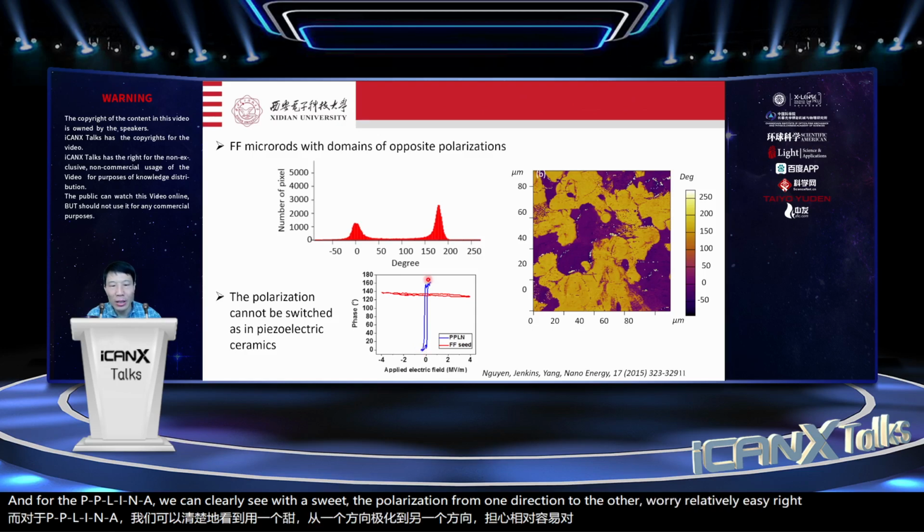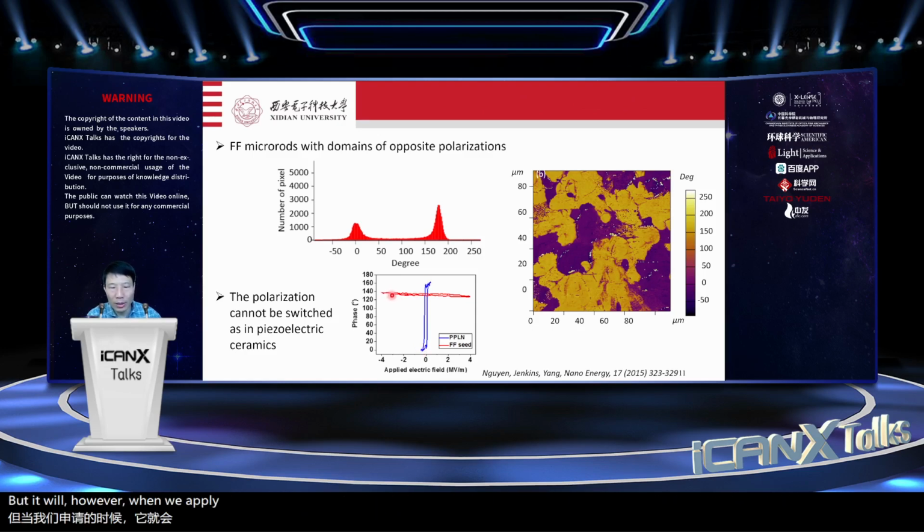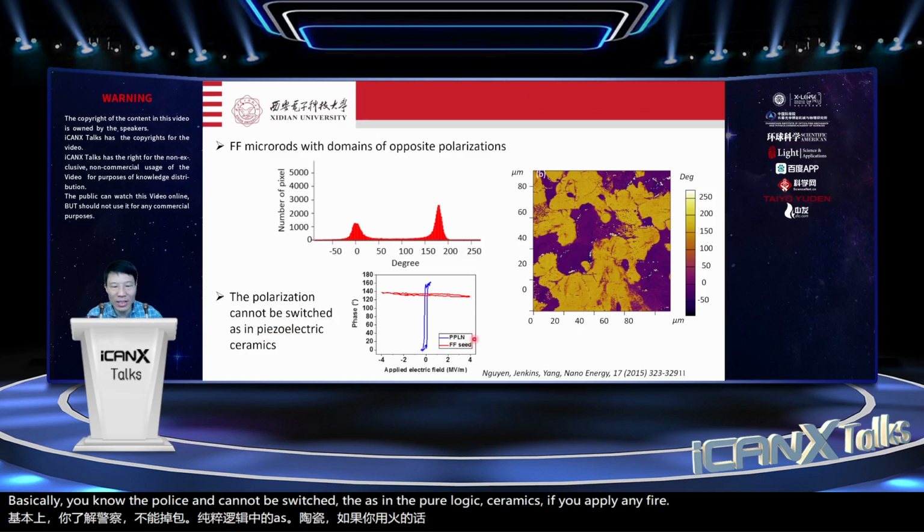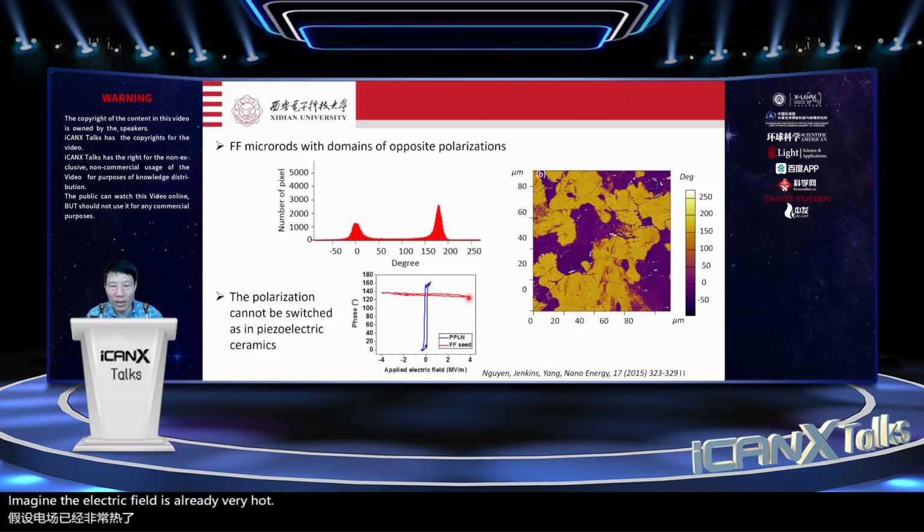However, when we apply the electric field on the FF self-assembled microrod, it stays in one direction. The highest electric field is around 4 megavolts per meter. That's a very strong electric field. But the polarization is still reluctant to switch. Basically, the polarization cannot be switched as in the piezoelectric ceramics. If you apply any higher, you can imagine the electric field is already very high, and it will be damaged. So now it looks like, although the FF microrods are piezoelectric materials, we cannot use them because the polarization is random. Okay, what can we do?